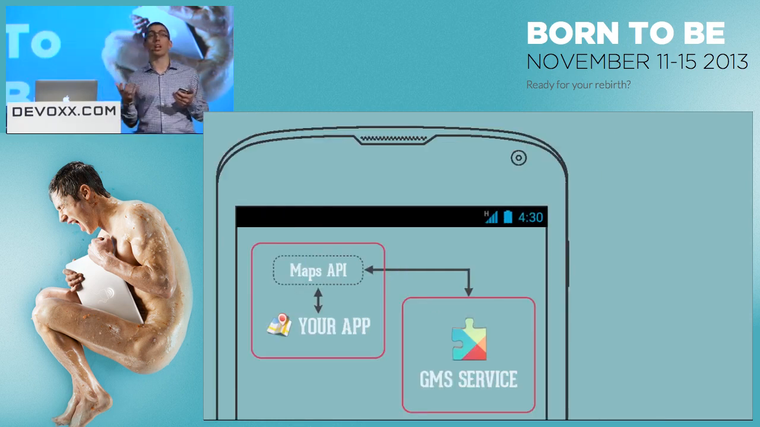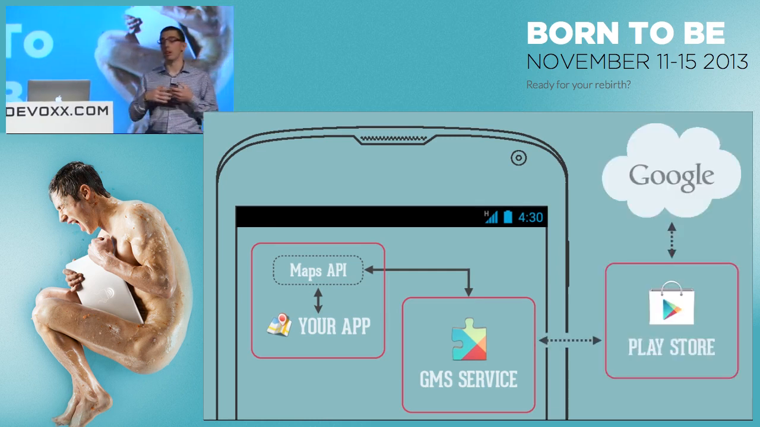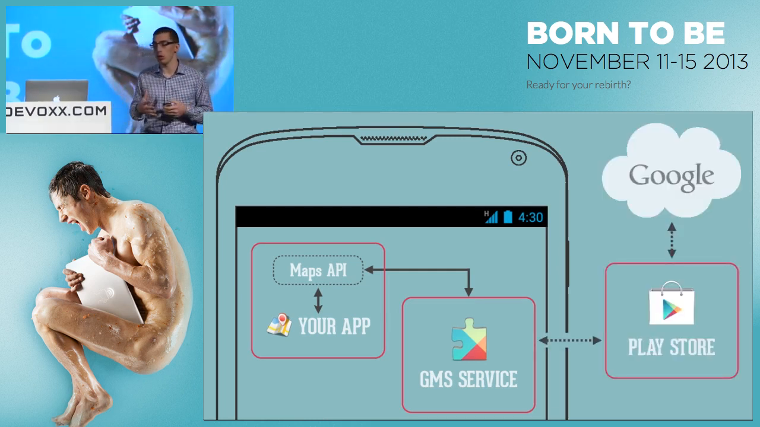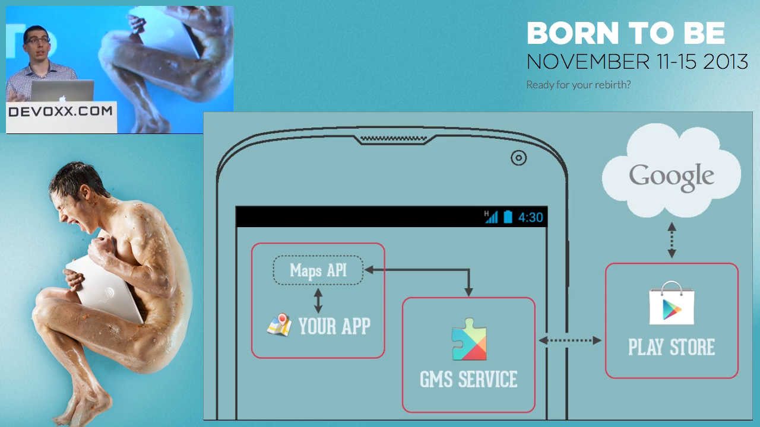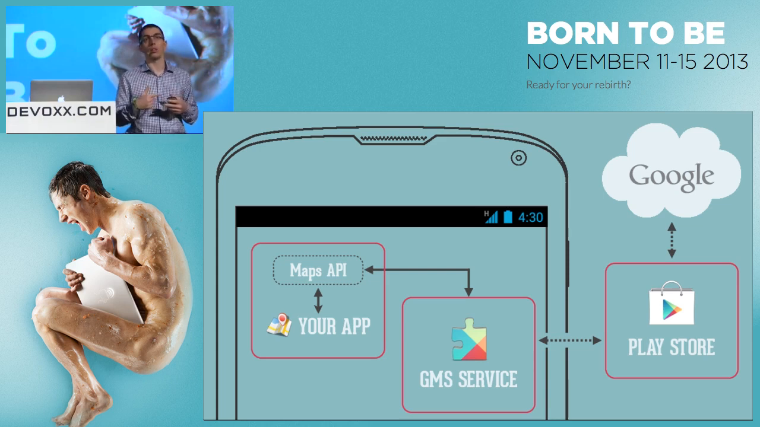And then what you can do, because you're not actually doing all of the code in my application, you can update the GMS service automatically just by using the Play Store. So this is quite interesting because first you can push some updates without having to republish your own application. For instance, let's say that there is a bug in the add marker method. Well, Google just has to push a new version of Google Play Services. It will replace the old version, and your application will automatically benefit from the fix.